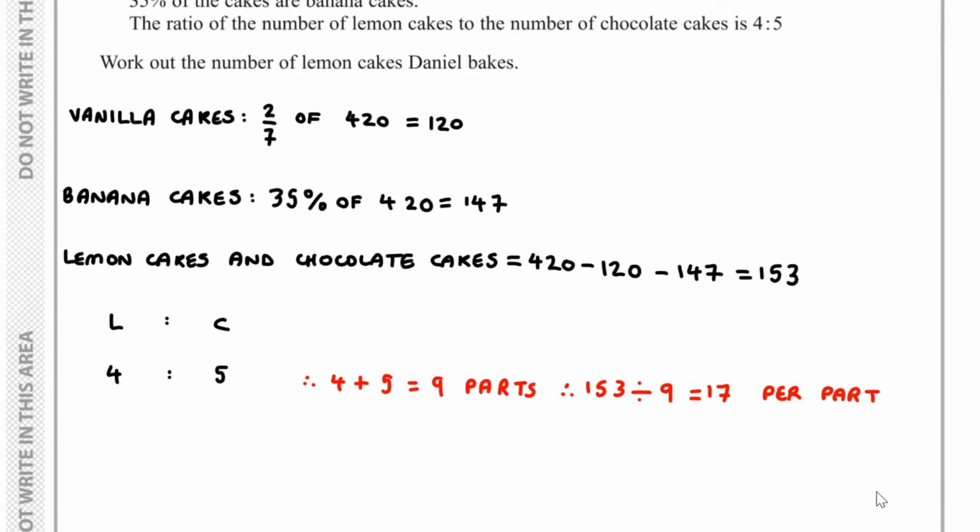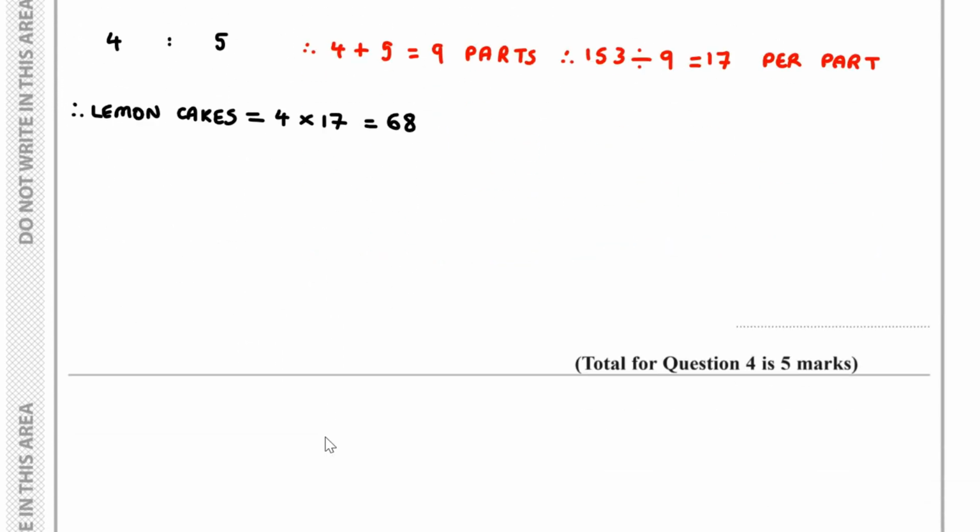So, the number of lemon cakes, we can find that out by multiplying 4 by 17. So therefore, the total number of lemon cakes we have is 4, because we have 4 parts, multiplied by 17. It turns out here we get 68 lemon cakes in total. So we have 68 lemon cakes.